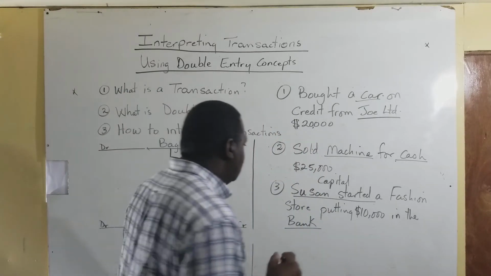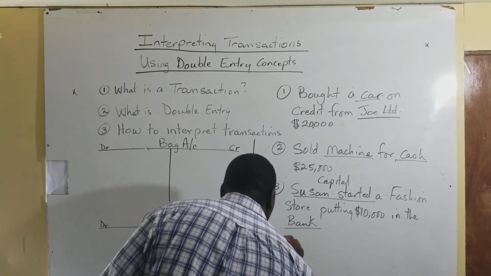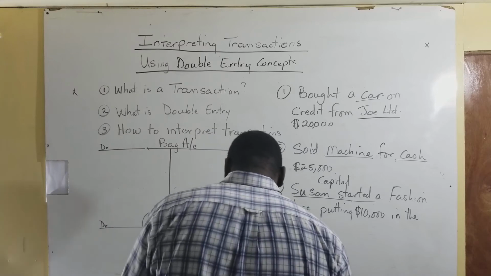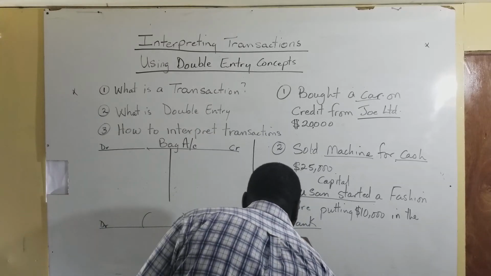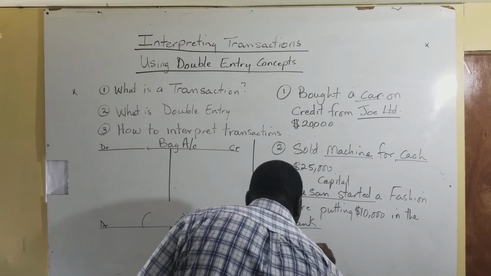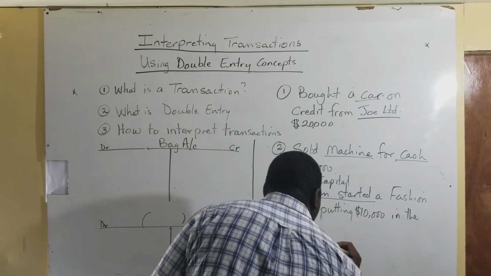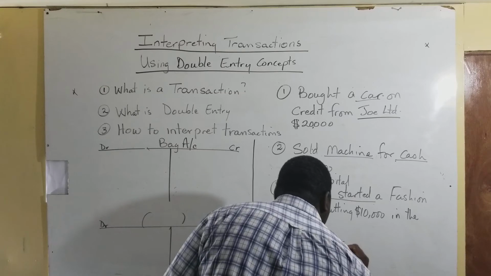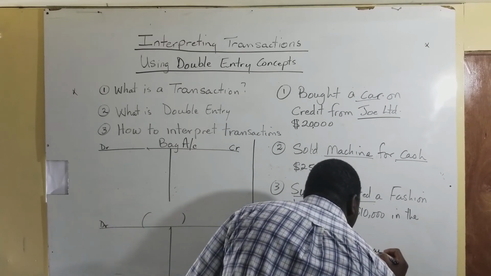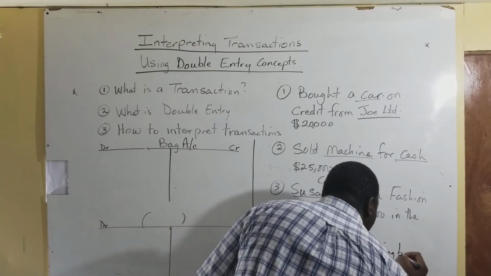All right, let's go to another exercise. 4. Let us say we have bought a table paying by check.